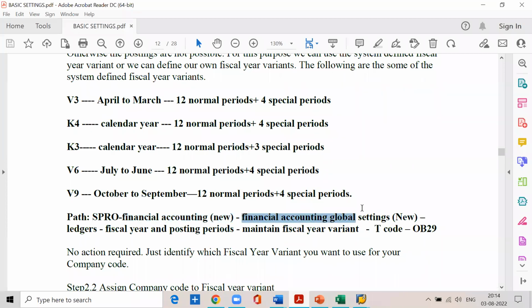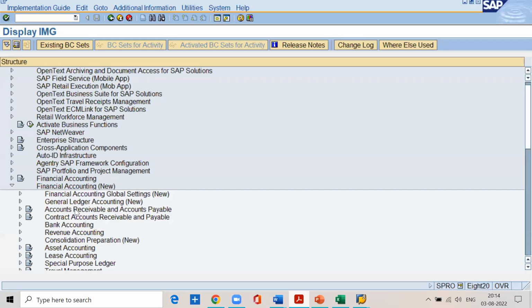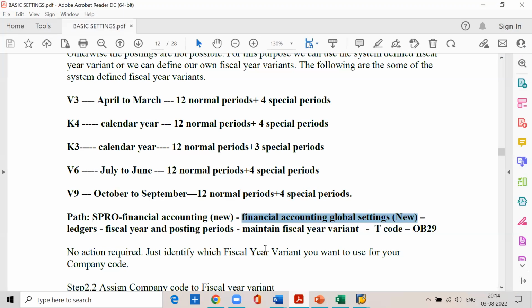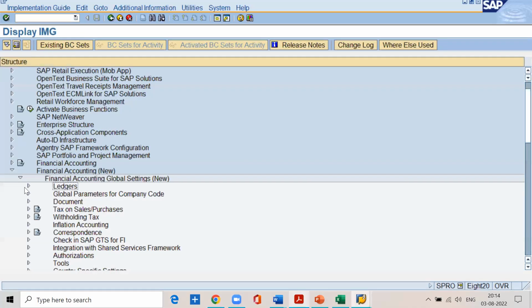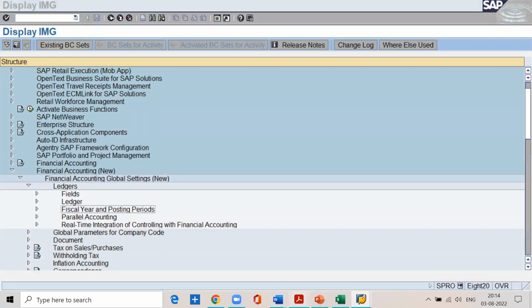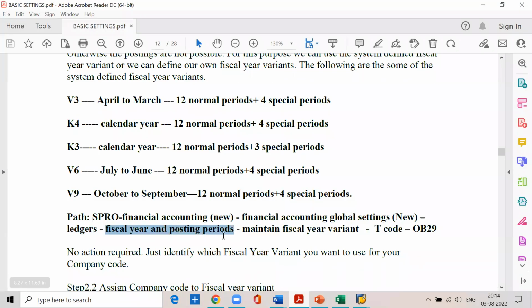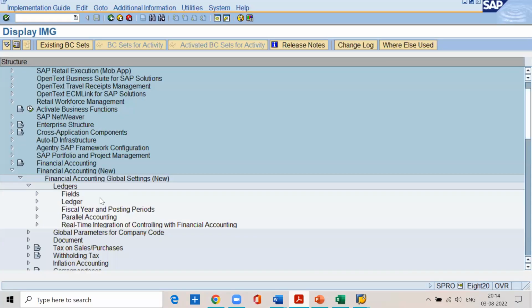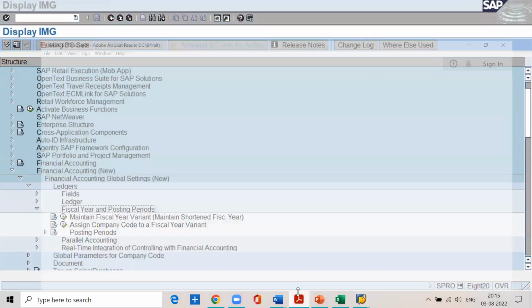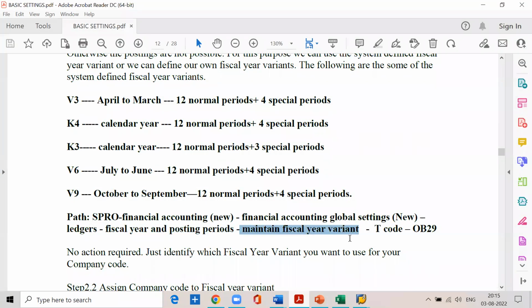Then Financial Accounting Global Settings New. Then Ledgers. Then Fiscal Year and Posting Periods. Then Maintain Fiscal Year Variant.